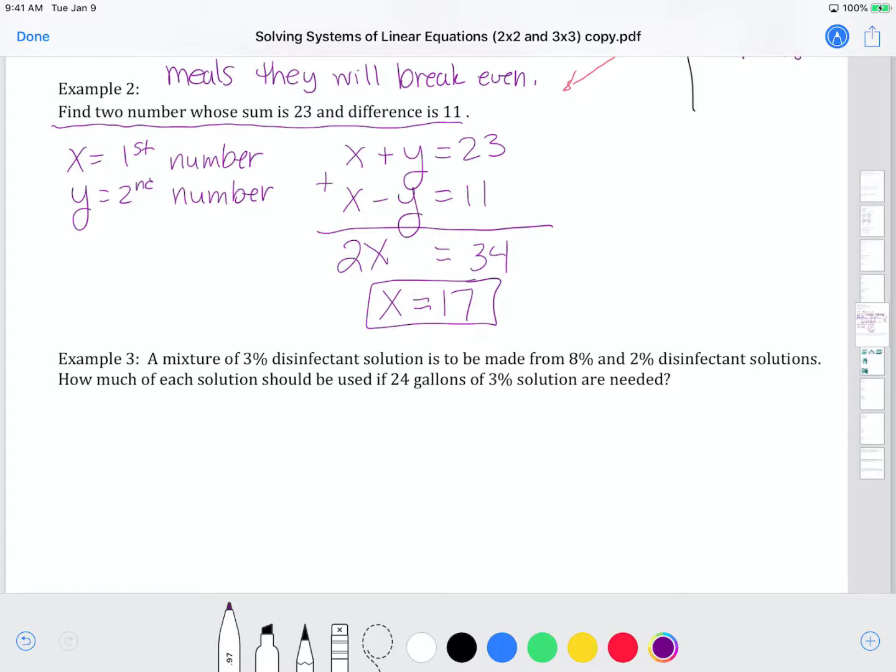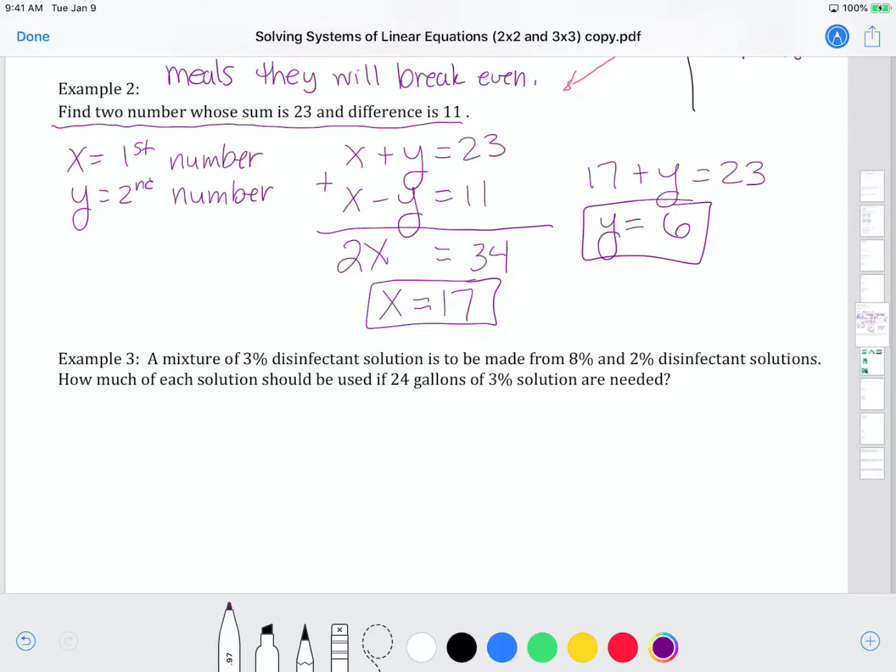Now to find my second number, I'm going to plug it back into one of my equations. It doesn't matter which one. I'll use the first equation. So that's going to be 17 plus y is equal to 23. I'm going to subtract 17 from both sides, and I get y is 6. So my two numbers are 17 and 6.